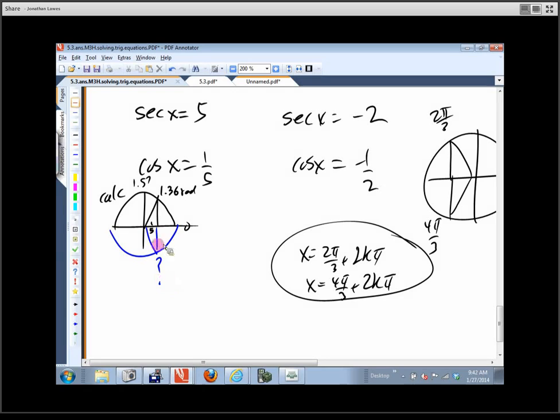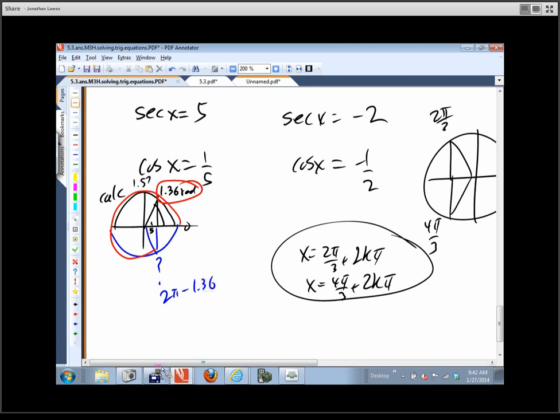If I want to know this angle right here from standard position, so it's got to go all the way around here, and what I do know is that this one is 1.36. So from here to here is 1.36, and I want to figure out all the way around that circle. Could you take 2 pi minus 1.36? Exactly right. So we're going to take 2 pi and we're going to subtract the 1.36.